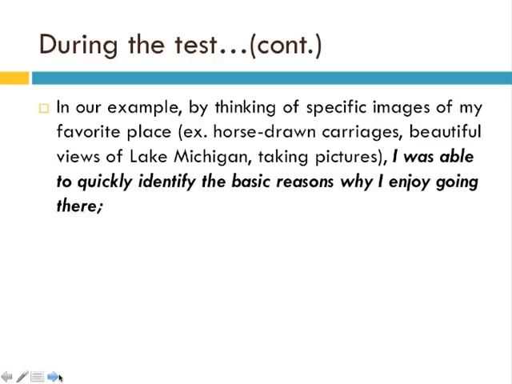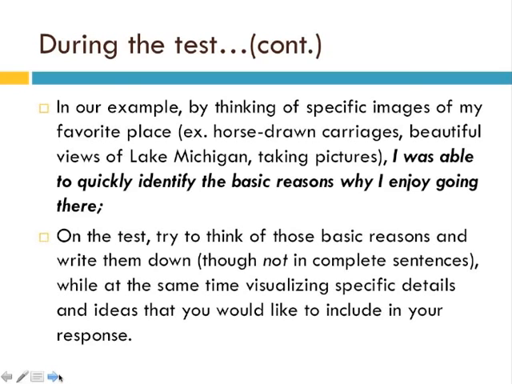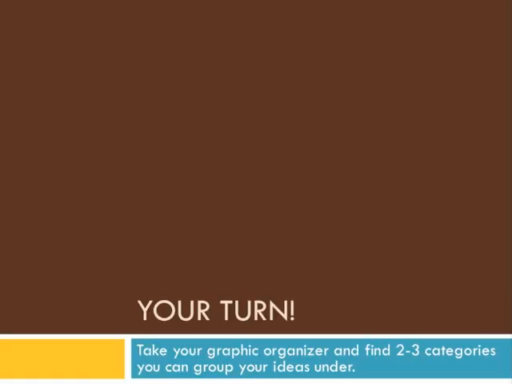So in our example, by thinking of specific images of my favorite place, so again, I thought about actual images like horse-drawn carriages or those beautiful views of Lake Michigan, taking photos, I was able to quickly identify those basic reasons why I enjoy going there. So on the actual test, try to think of those basic reasons and write them down, but not necessarily in complete sentences. But at the same time, try to visualize these specific details and ideas you would like to include in your response. Now it's your turn. So look at your graphic organizer and see if you can find maybe 2 to 3 categories that you could group your ideas under.